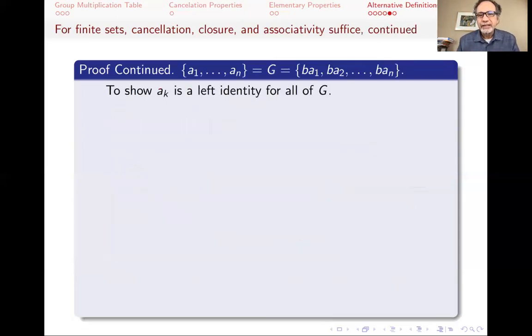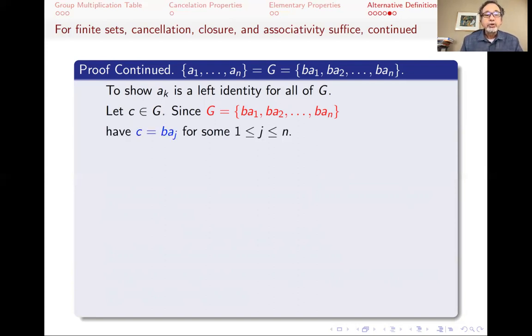So far, we have that this group has two manifestations. You can write it as A1 through AN or BA1 through BAN. Now we want to show that AK is a left identity for all of G. We pick C and we want to show that AKC is C. That's what it would mean to say AK is a left identity. G we know is BA1, BA2 through BAN. That's one way of writing the elements of G. So C must be among them. So C is BAJ for some J between 1 and N.